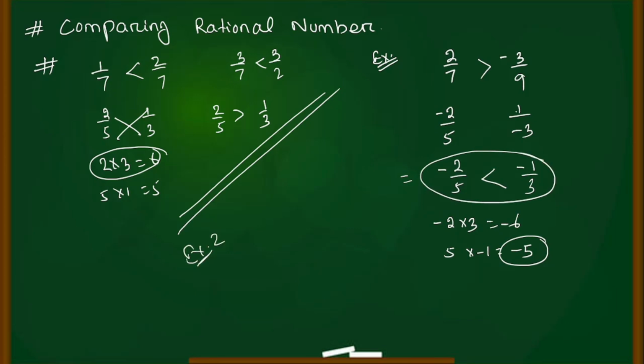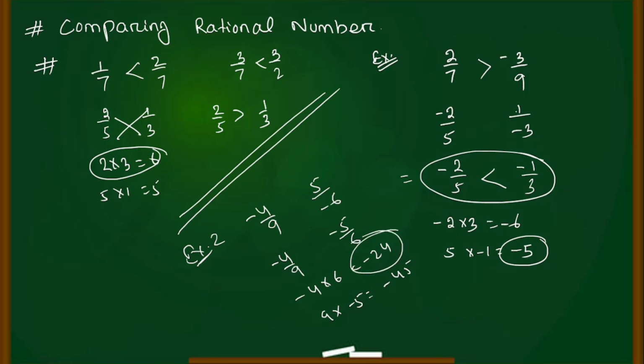Now example 2. So solve. The question is minus 4 by 9 and 5 by minus 6. So how to solve? First we move the sign to the numerator, that is minus 4 by 9 and minus 5 by 6. Then cross multiply. Minus 4 into 6, that is minus 24. Then 9 into minus 5, that is minus 45. Which one is greater? Minus 24 is greater, which means the first one, so greater than. All of you clear?